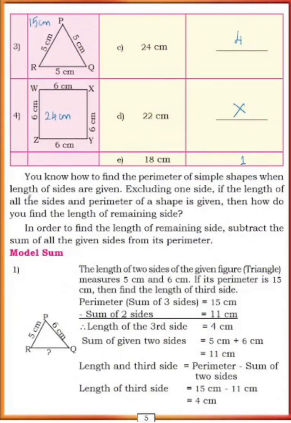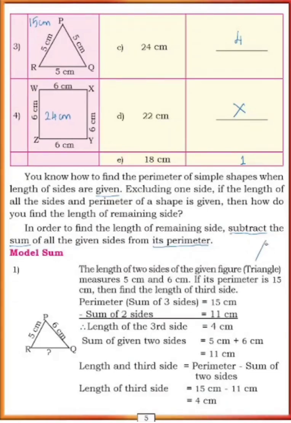Let's move to the next part of the chapter. You know how to find the perimeter of simple shapes when the lengths of the sides are given. Excluding one side, if the length of all the sides and the perimeter of a shape is given, then how do you find the length of the remaining side? In order to find the length of the remaining side, subtract the sum of all the given sides from its perimeter.